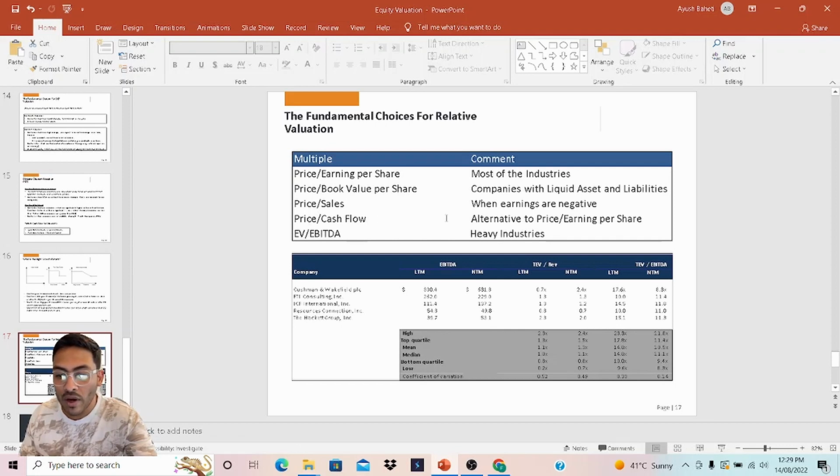Price to cash flow is an alternative to price to earnings per share, but it avoids non-cash items. EV to EBITDA is for heavy industries, for industries which have a lot of capital expenditure and accordingly a lot of depreciation in their books. For those companies you can use EV to EBITDA.